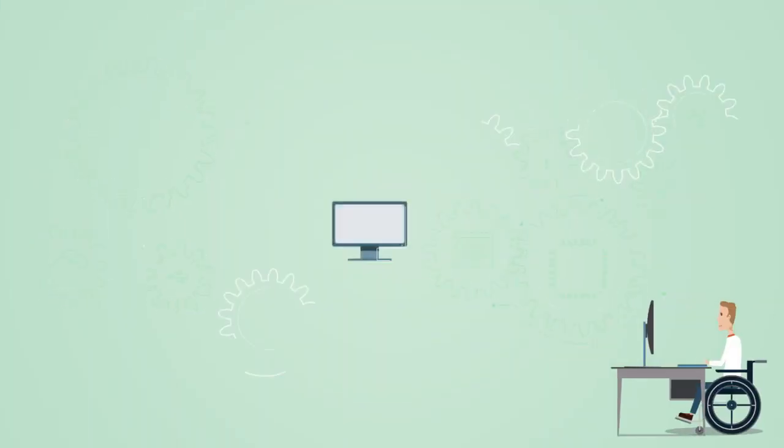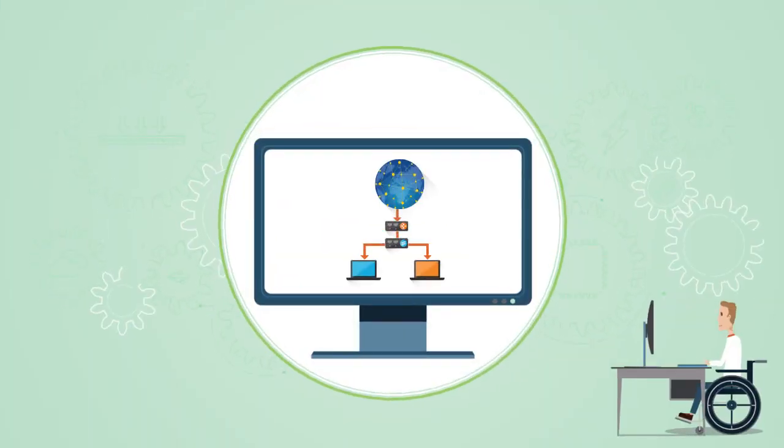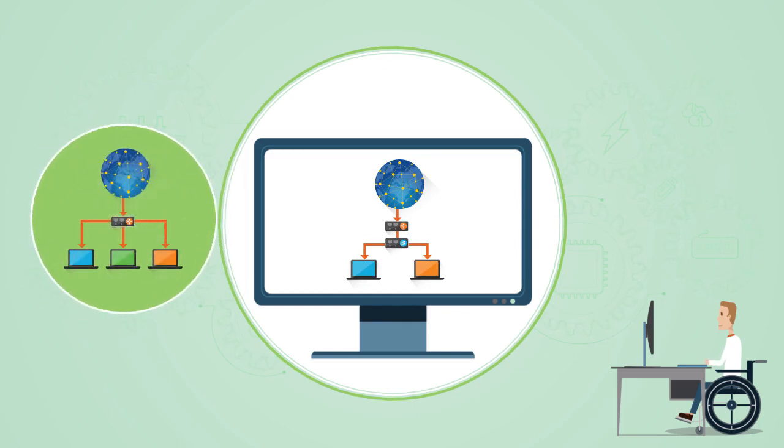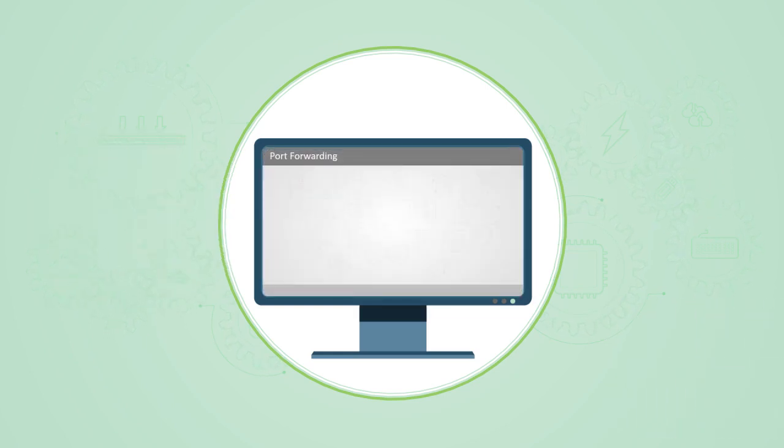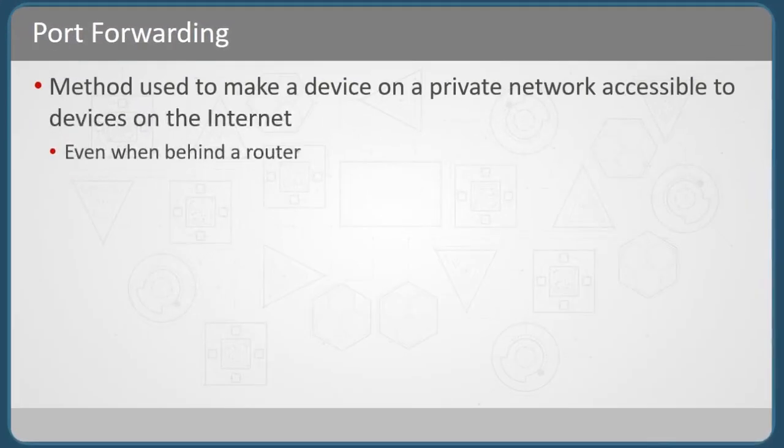Now, in this presentation, we'll take a look at port forwarding, which is very similar in concept to what was just discussed in the previous presentation when we talked about port address translation. This is just a bit of a different approach. So it's still a method that's used to make a device on a private network accessible to devices on the internet, even when behind a router, or perhaps more specifically stated, especially when behind a router.